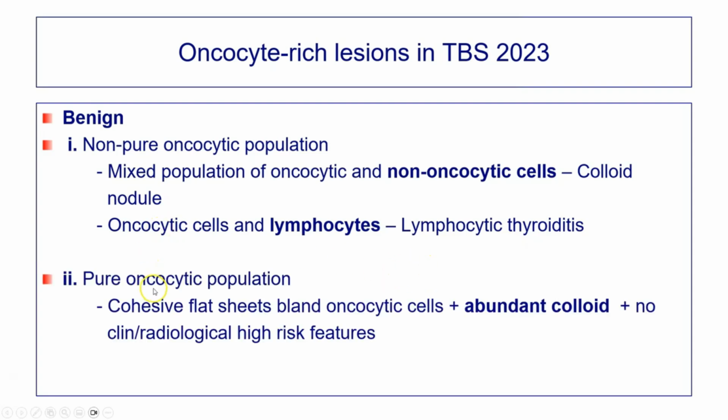If we do encounter a pure oncocytic population, this can also be categorized as benign if the oncocytes are arranged as cohesive flat sheets and they are bland. If there is abundant colloid in the background, and there are no clinical or radiological high-risk features, then this can be called a benign thyroid nodule.